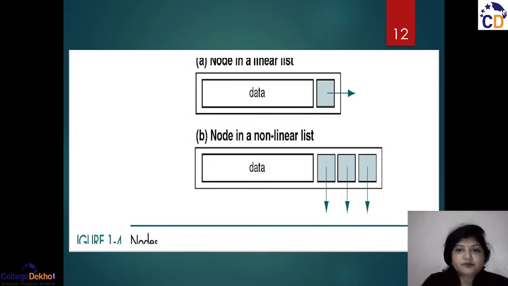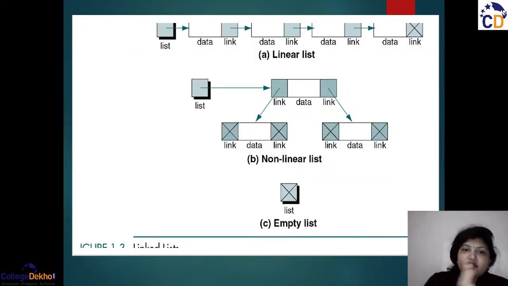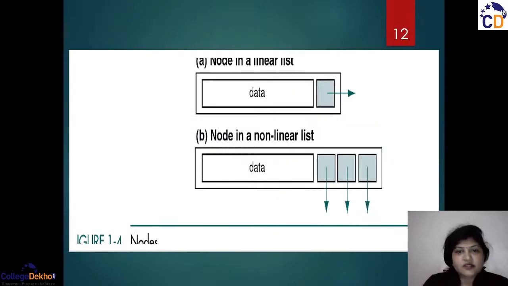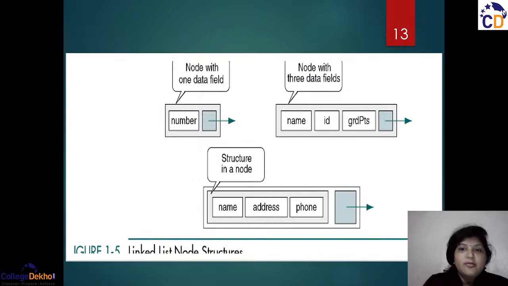Then we have how we have nodes in our list. We have the first node in a linear list. We have seen there are two things: the data and the link part. The link is basically representing the pointer to the next element in the list. And a node in the non-linear list will contain the data, the address of the previous element in the list, and the address of the next element in the list. So this is how it is maintaining the list.